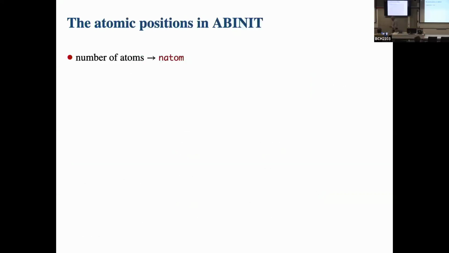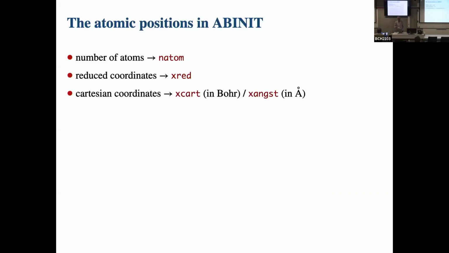So to specify the content of the unit cell, you have to specify the number of atoms that you have in the unit cell. That's the variable natom. And then you have the reduced coordinates that you can specify, xred. If you prefer, you can specify the Cartesian coordinates, either in Bohr, in that case you have to use the variable xcart, or xangst if you want to use angstrom.